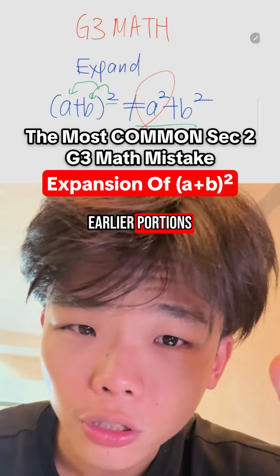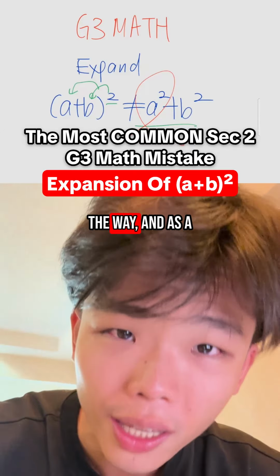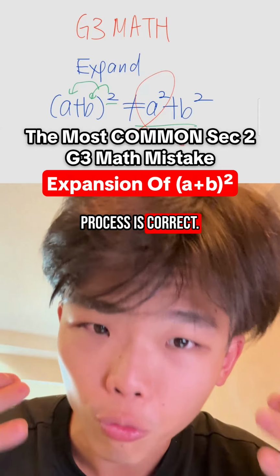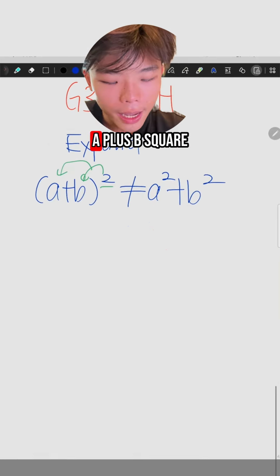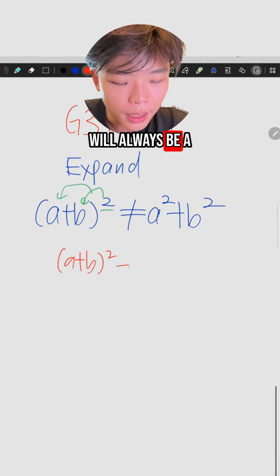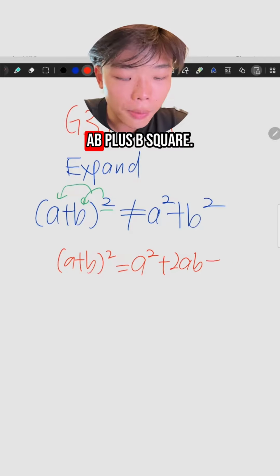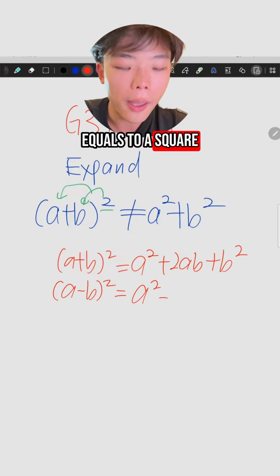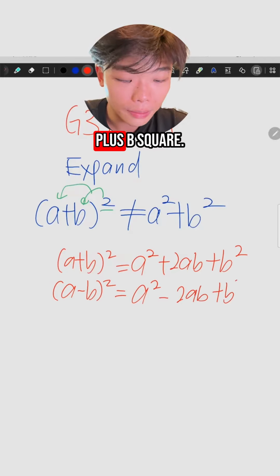in the earlier portions of the question, you will ECF all the way, and as a result, you will fail the question even if your thought process is correct. So always remember, right? (a + b) squared will always be a squared plus 2ab plus b squared. (a - b) squared equals a squared minus 2ab plus b squared. (a + b) times (a - b) will give me a squared minus b squared.